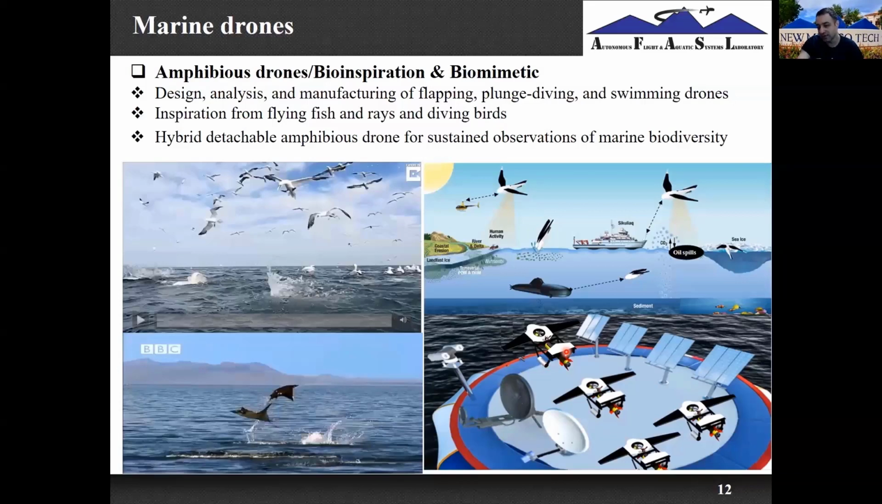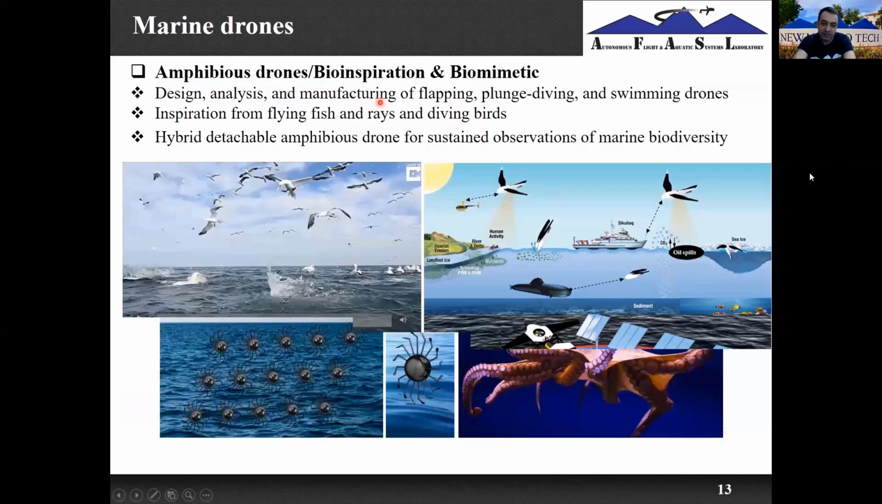Here we're also looking at designing some stations for drones. They can have solar panels and some radars in order to communicate with the ground stations, and be deployed in the oceans to monitor the oceanic environment. So this is called amphibious drones.